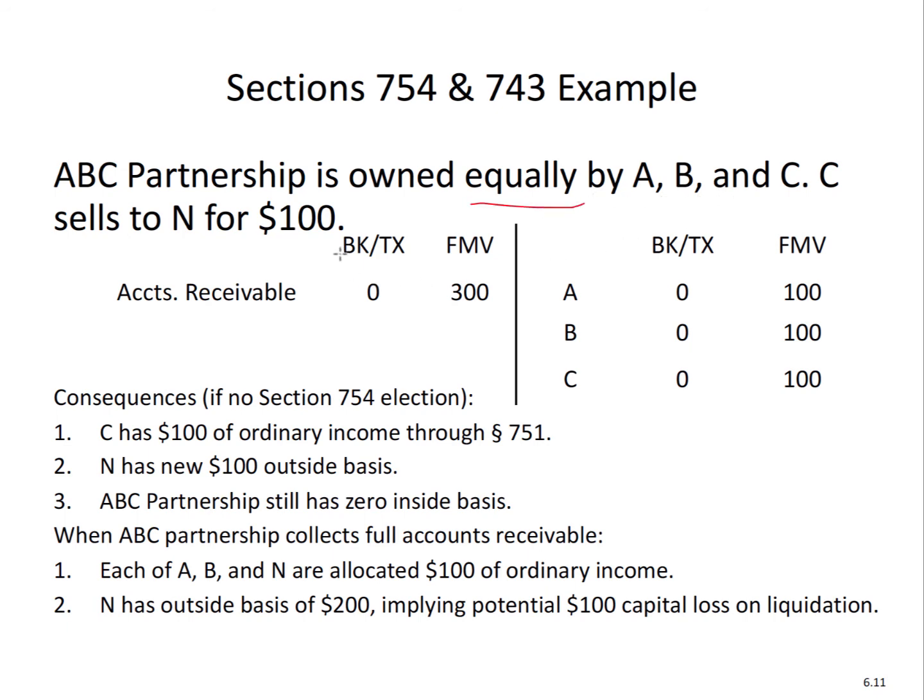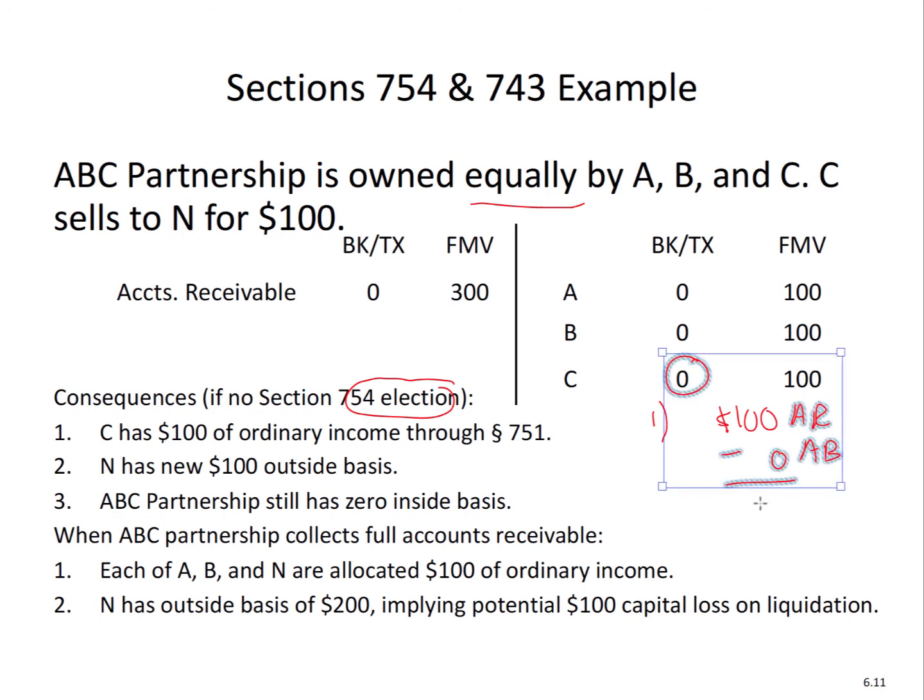C sells to N, who's the new partner, for $100. So if there's no 754 election, C has $100 of ordinary income. How do we do that? Well, step one, it's the amount realized, which is the $100 of cash. There's no liabilities here, so we don't have to include that. So that's the amount realized, minus the adjusted basis to C, which is 0. That gives us $100 of gain.